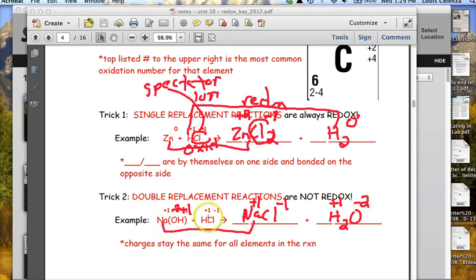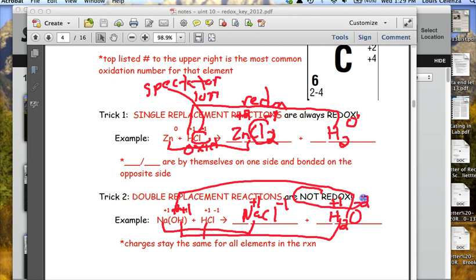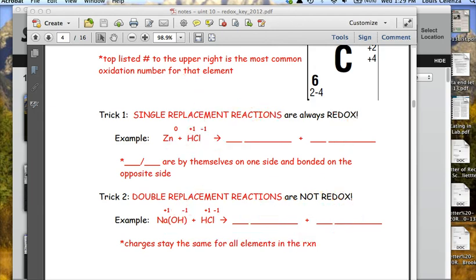That's interesting. Let's do the oxygen. The oxygen here is a -2. Oh, it's a -2 on this side. The hydrogen's a +1 here, and it's a +1 here. So this is not a redox reaction because there was no oxidation and reduction. None of the elements changed their oxidation number. Okay?